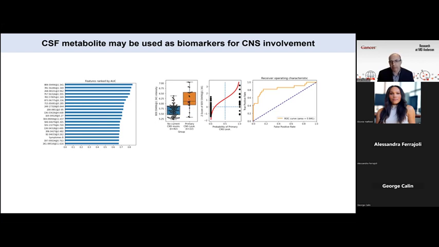It's not perfect, as you can see, but it has an area under the curve in the ROC curve, the specificity and sensitivity curve, of 84%. It's not sufficient, but it's a very good start, I should say.